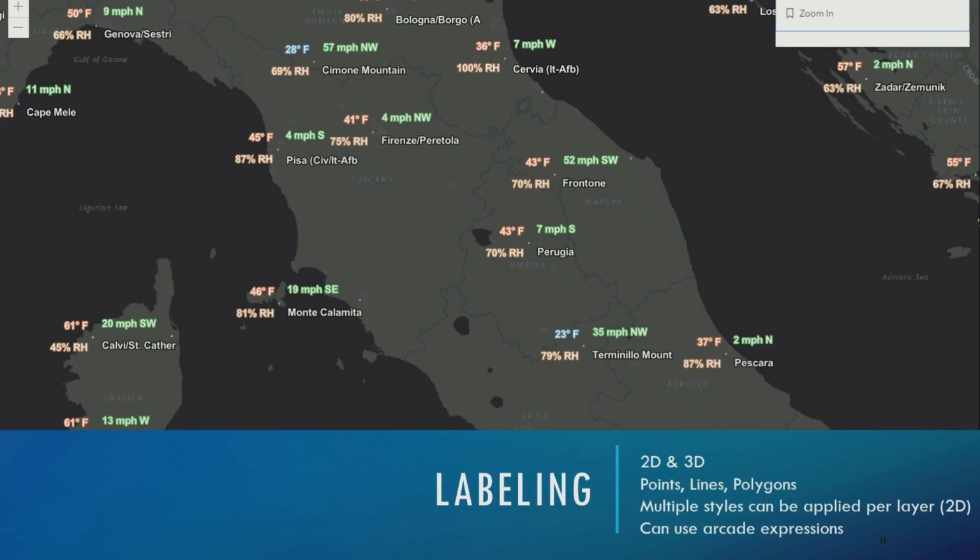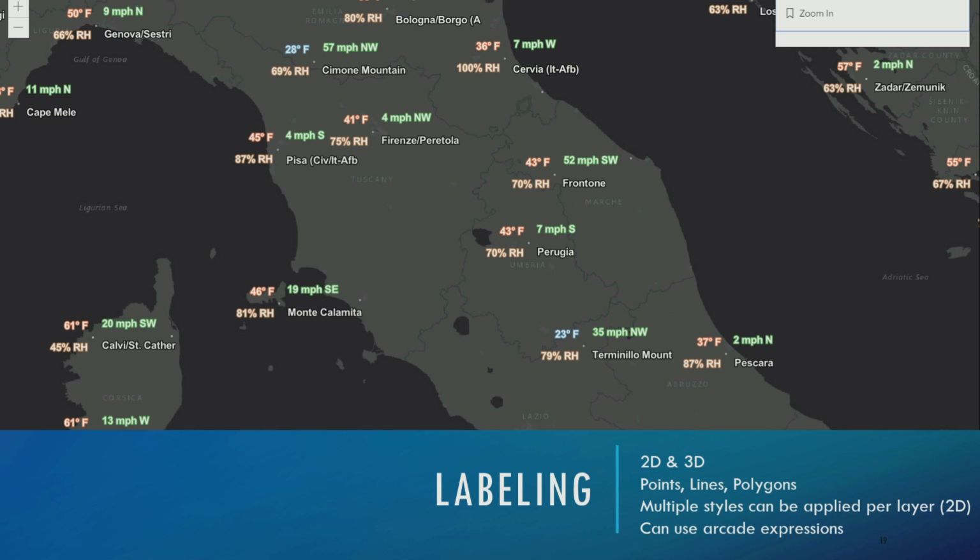Labeling is something that we've been working on, kind of adding functionality over time. Something that I like to point out about labeling is you can actually have multiple. The way you style labels is using something called the label class. And so you can actually put multiple labels with different styling on the same feature.